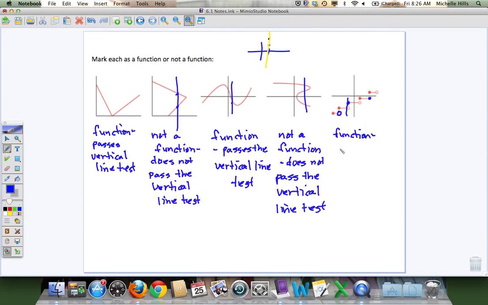And then again, why is it a function? It passes the vertical line test. Now, that is a basic look at functions.